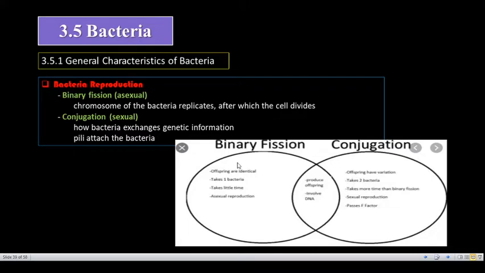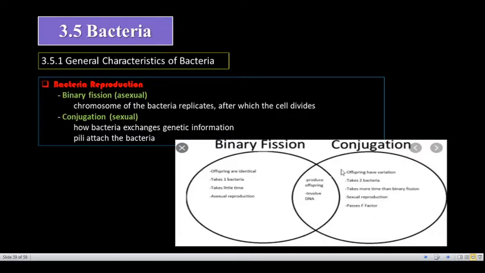Okay, kaya ngayon, oh, your binary fission, pwede siyang mangyari kahit na isang bacteria lang yung present. On the other hand, the conjugation will not occur if hindi dalawa yung na-involve na bacteria, okay? Two bacterial cells. And then, your binary fission takes a little time. On the other hand, the conjugation takes more time than the binary fission. Mas matagal yung process ng conjugation compared to binary fission. And your binary fission is asexual, your conjugation is sexual.